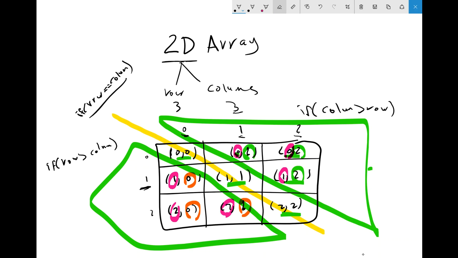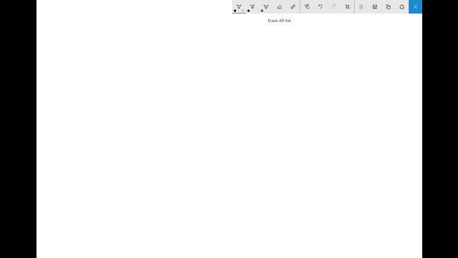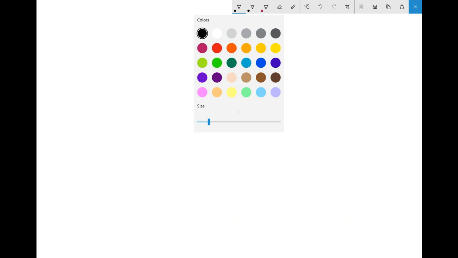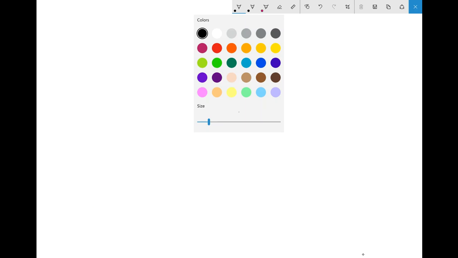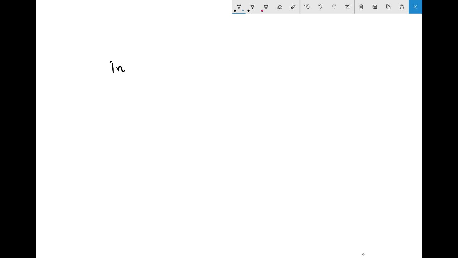Now let me think about how you could represent it in code. It's really easy in different languages, for example in Java. You define the array data type. You say, for example, an array of integers, with number of rows and number of columns.